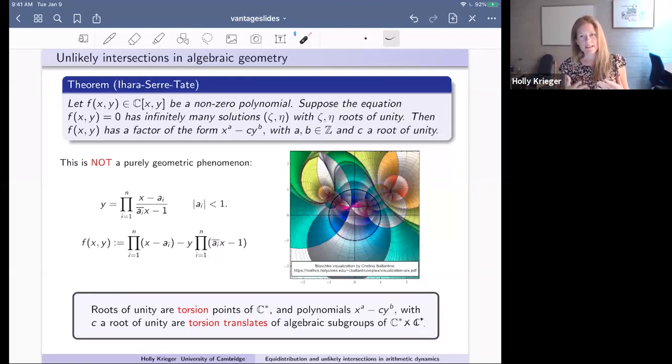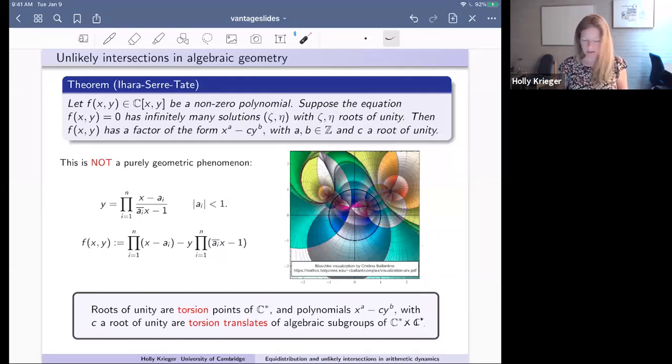Now, this phenomenon is replicated if we don't just take one point or finitely many points, but in fact a countable set of points. Even though it's infinite, we still don't expect, for example, a curve in a two-dimensional space to hit this countably infinite subset of points unless there's a good reason to.